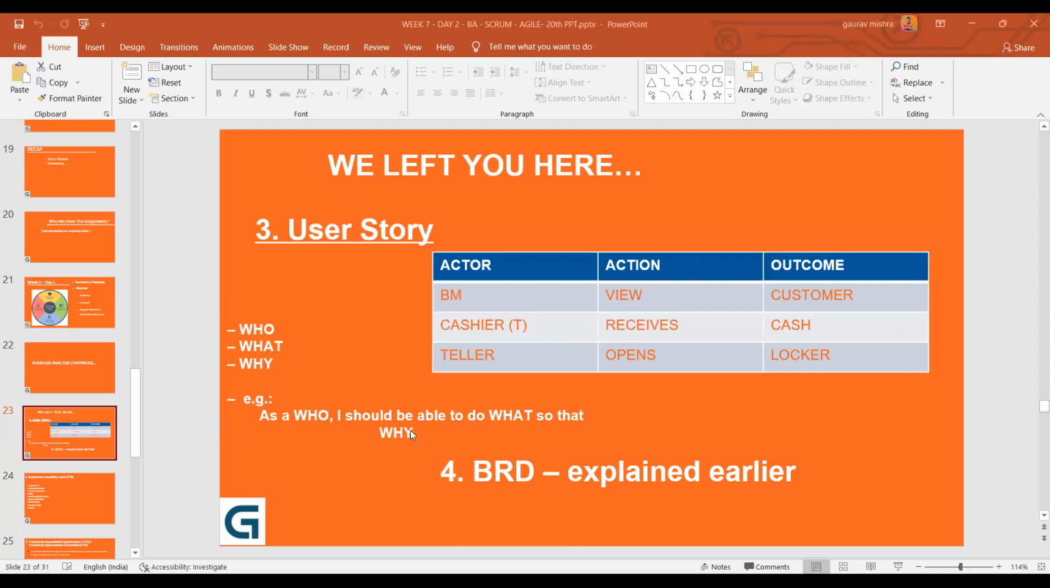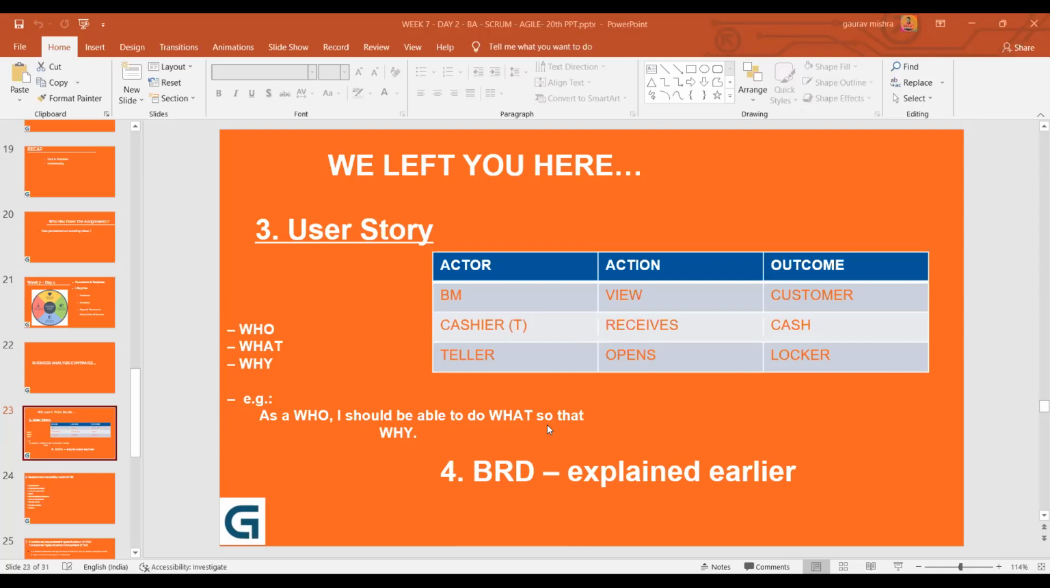As a cashier, I should be able to receive the customer's deposit and deposit it in the bank account, so that I can give back the cash whenever the customer asks for the cash. Well attempted. Thank you so much, Tejaswini. Can we have a round of applause for Tejaswini as well?